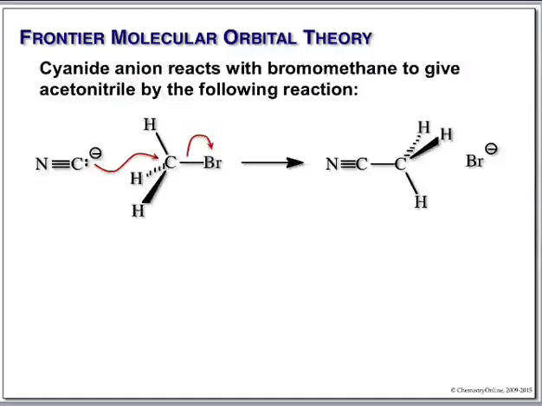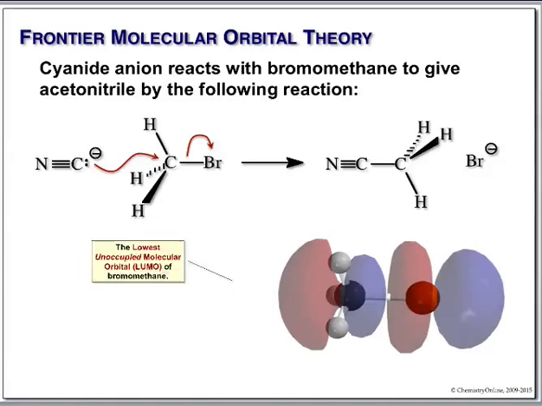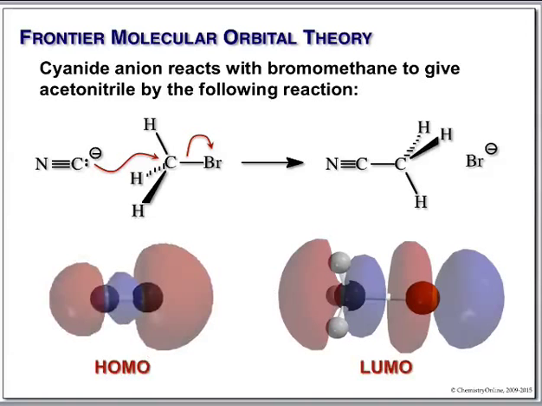Bromine leaves, and we get the compound known as acetonitrile. We'll see examples of this once again in Chapter 6. In frontier molecular orbital theory, we saw what cyanide looks like. Bromomethane looks like this. This is its lowest unoccupied. So this is where electrons can go. And basically what we're saying is electrons are going to go from the highest occupied to the lowest unoccupied. The process looks like this. Electrons flow from here to here, and the halogen bromine leaves.